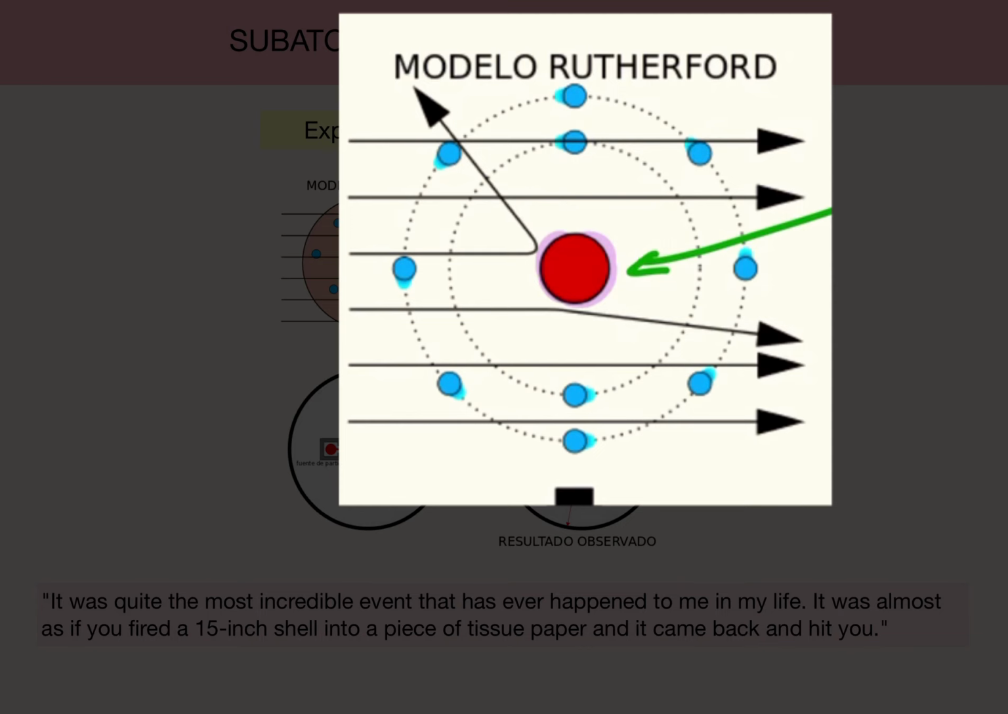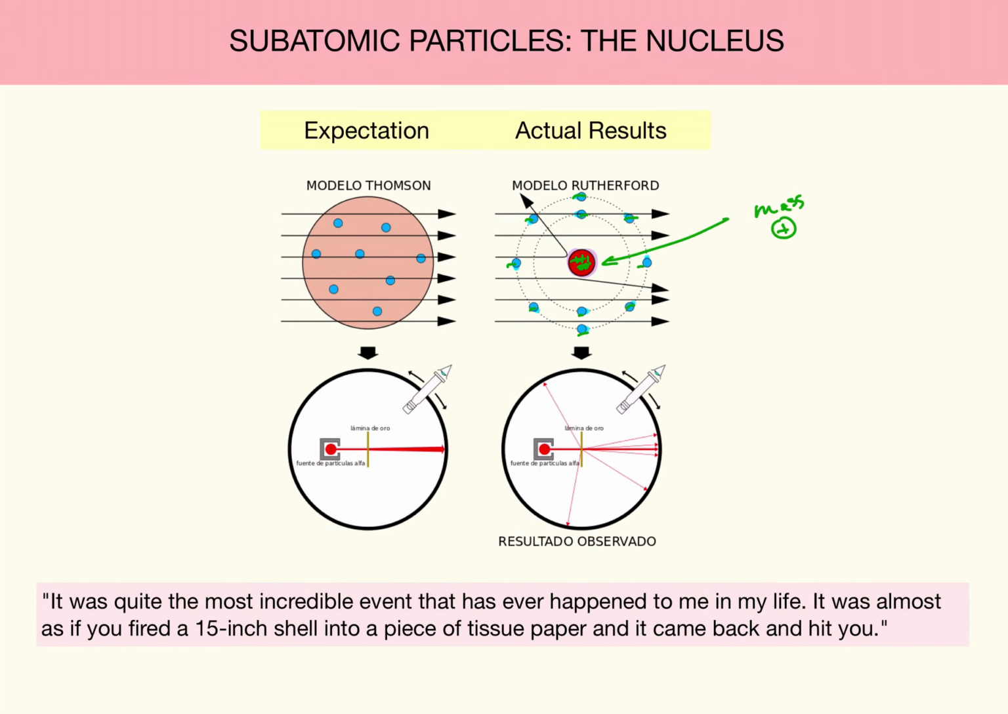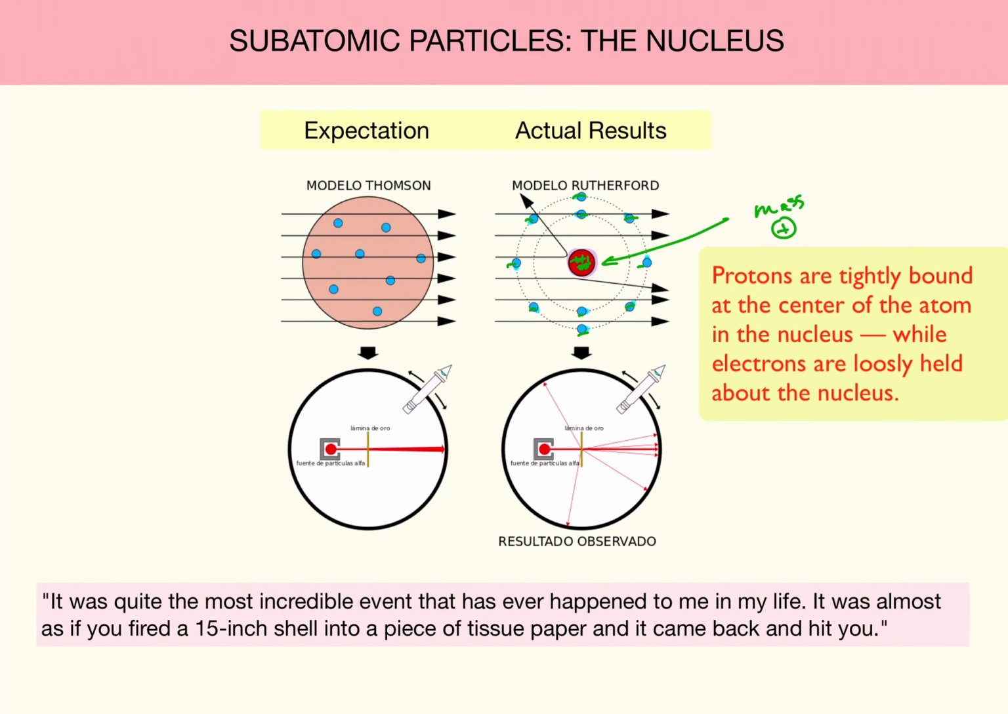In other words, all of the positive charge of the Rutherford model is concentrated in the center. And it's the negative charges that are willy-nilly about the atom. And this proved to be correct. And so with that, the nucleus, the area at the center of the atom where all of the positive charges are gathered, was discovered.